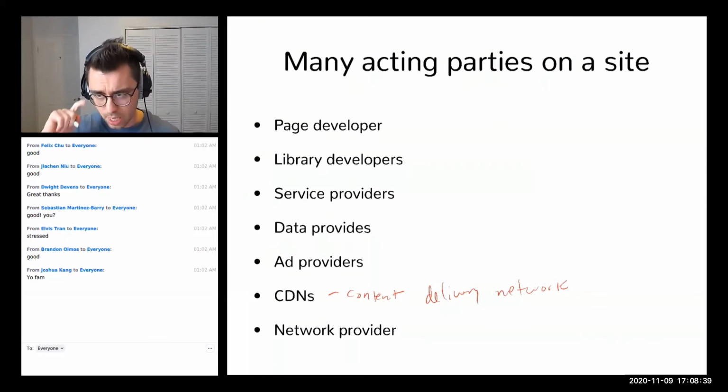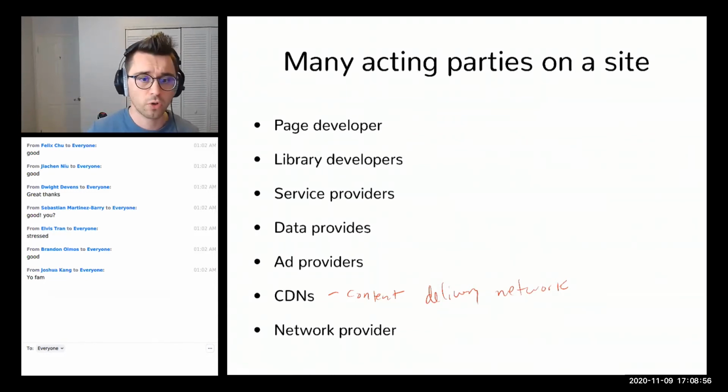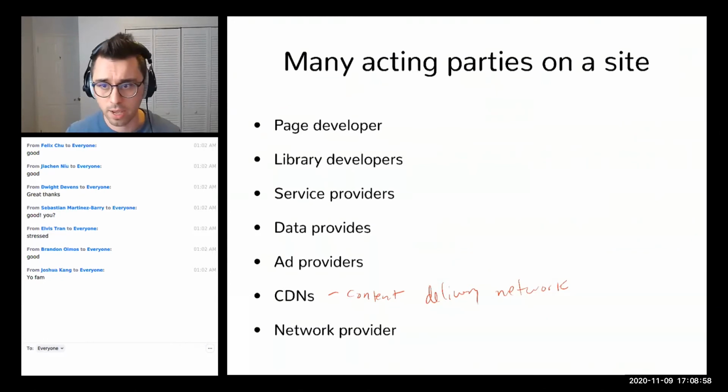And lastly, the one that's kind of transparent is the network provider. When I access this web page, I do it through some network provider. That thing could potentially intercept any of this traffic and potentially give me something else if we're not serving things over HTTPS. So that's a thing I have to be worried about.